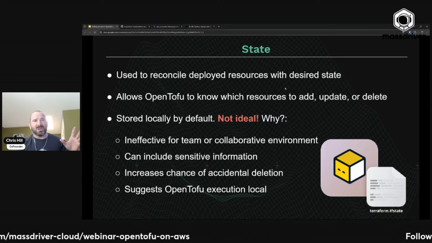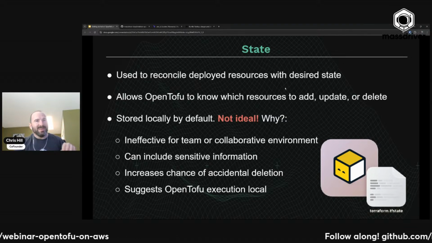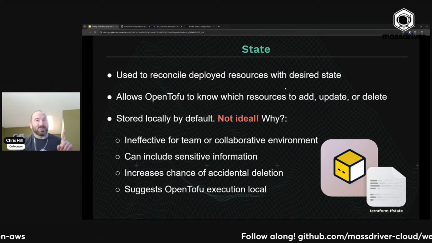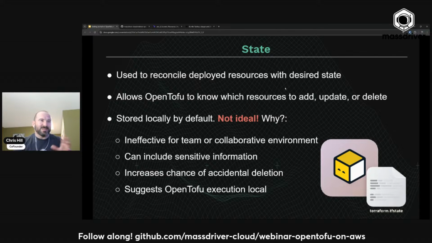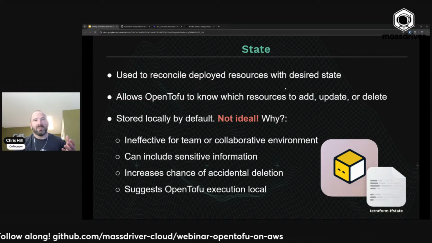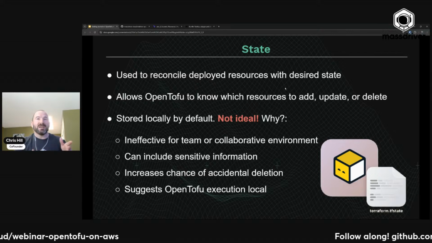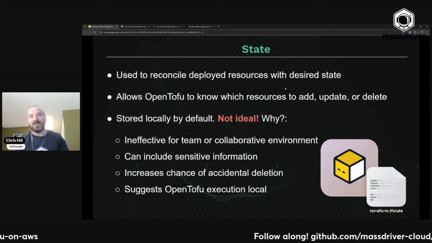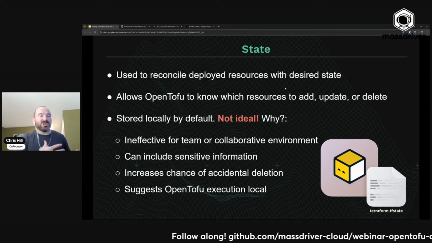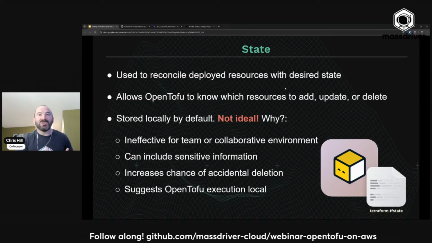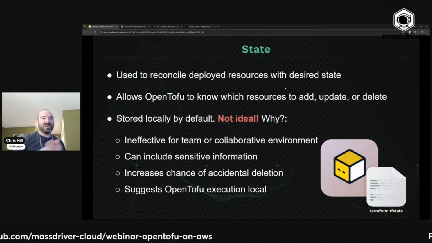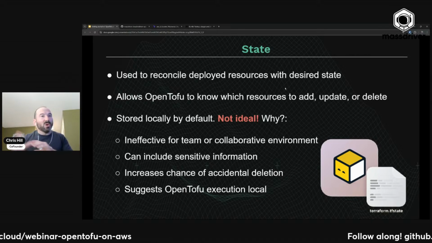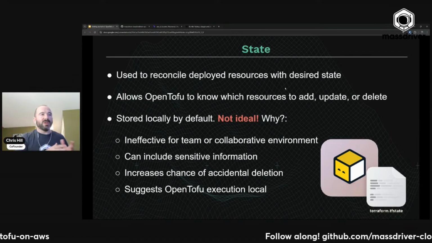The last thing is kind of a subtle one. If you have state locally, it kind of implies that you're probably also running your OpenTofu locally. And it's best to not be executing your OpenTofu locally. If you can move it into automation, CI/CD, that's always a better way to be executing it. Because if you're executing locally, it also means that you likely have root credentials to whatever environment you're deploying into, which is also not a great situation to be in. So those are all the reasons why you should be using remote state.